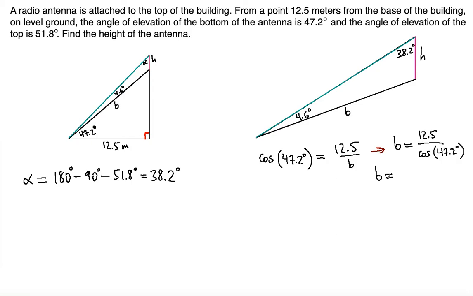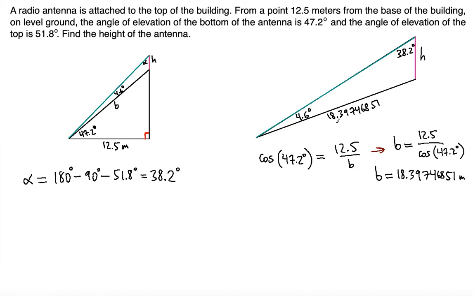Let's see what the calculator gives. 12.5 divided by the cosine of 47.2 gives me 18.39, and I'm just going to copy the whole number down: 18.39746851 meters, right? So that's the value. We can copy that down, erase this b, and copy that down because now we got it. Now, as you can see, we have everything to use the law of sines.